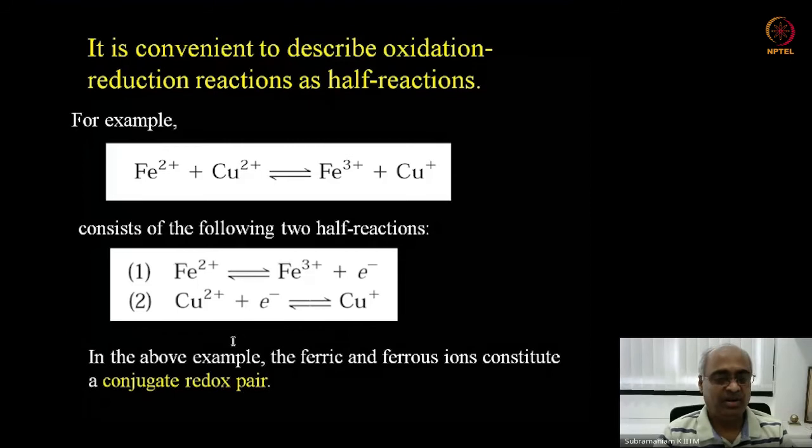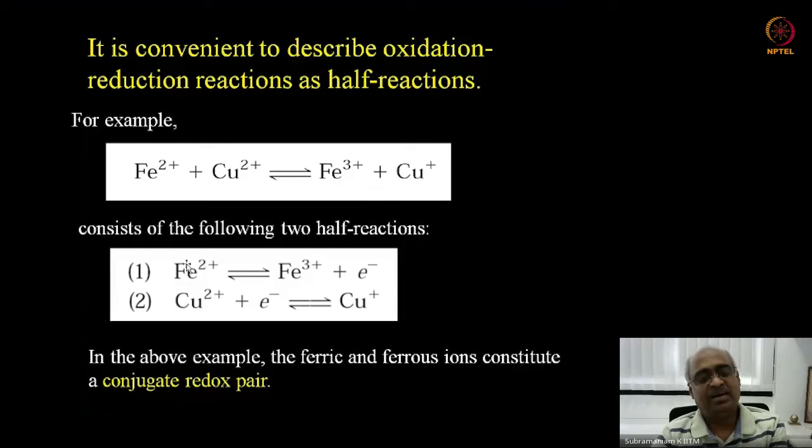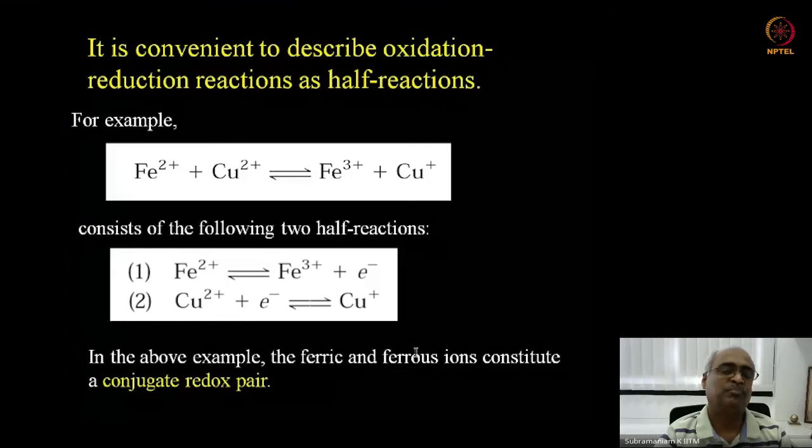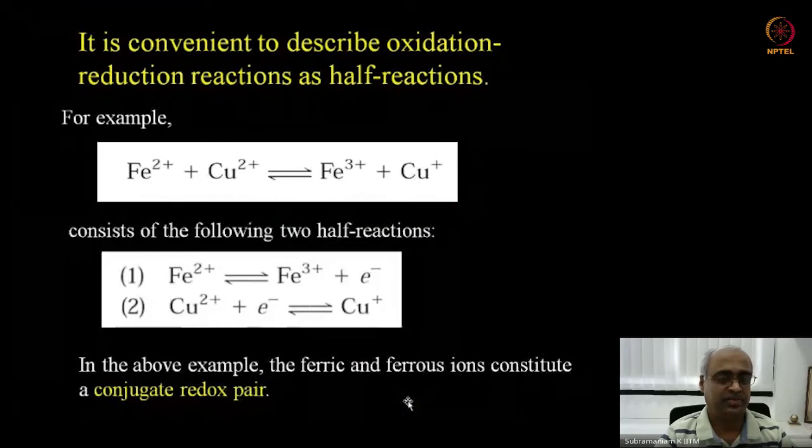So you have one redox pair here, another redox pair here. Let us say this is at one electrode of a battery, and this is at the other electrode of a battery. If this has less affinity for electrons and this has more affinity for electrons, then if the two electrodes are connected by a wire, electrons will automatically flow from one electrode to the other. That is the basis for what happens in electron transfer based oxidation reduction reactions.